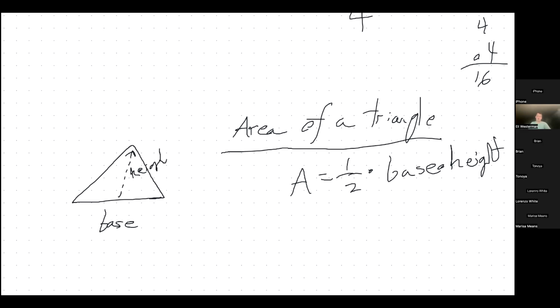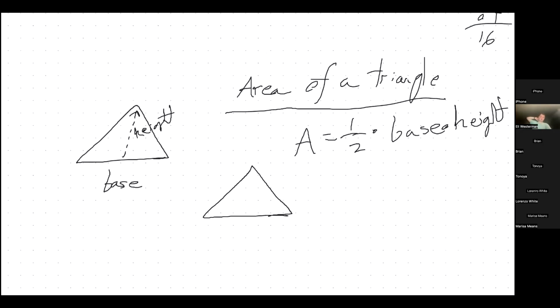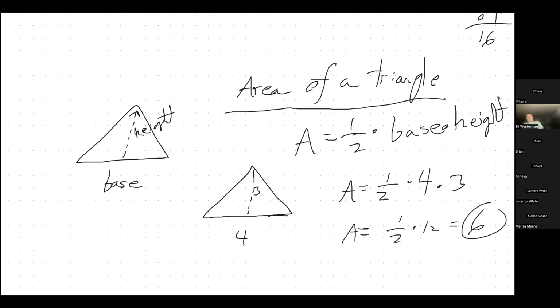Then we've got to multiply that by 1/2. So let's say we have this cute little triangle, and its base is 4 long, and it has a height of 3. So you say the area equals 1/2 times the base of 4 times the height of 3. We can multiply 4 by 3 is 12. I would multiply that by 1/2. 1/2 times 12 is 6. All right. So that's area of a triangle.